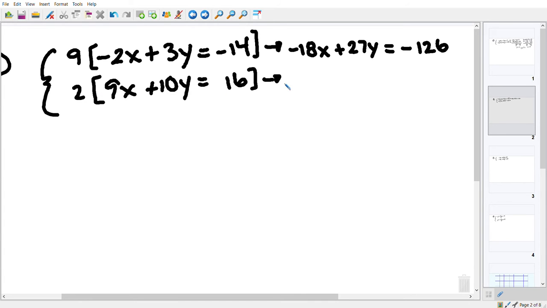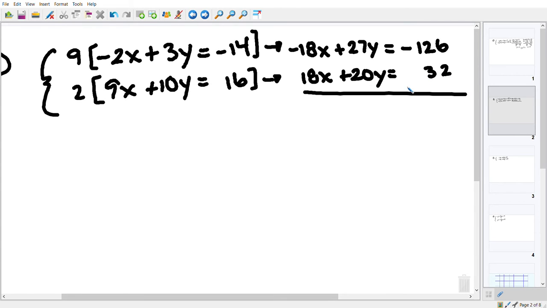All right, second equation, again, distributive property, positive 18x, positive 20y, and that is going to be equal to 32. My x's eliminate this time. My y's I'm going to combine to get a 47y. Then back here, it is going to stay negative because the 126 has the greater absolute value. And then some basic subtraction.